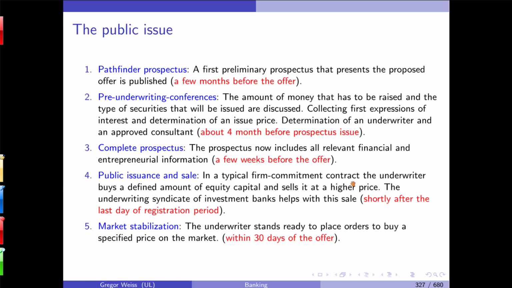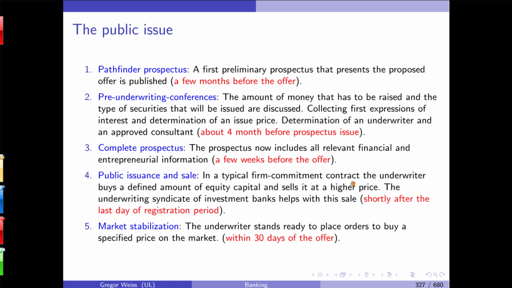Then they will help you with pre-underwriting conferences, meaning that they will organize meetings with institutional investors who could be willing to buy your stock. Then they will help you write the complete prospectus. The prospectus is a huge PDF file actually that lays out all the necessary information on this new stock. What kind of business you're in, what your balance sheet looks like, what your forecasts are, and so on. Then you have the public issuance and sale. This is also the technical part. They will help you interact with stock exchanges and so on.